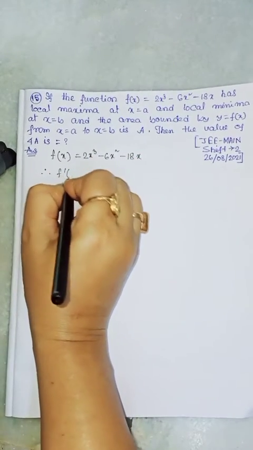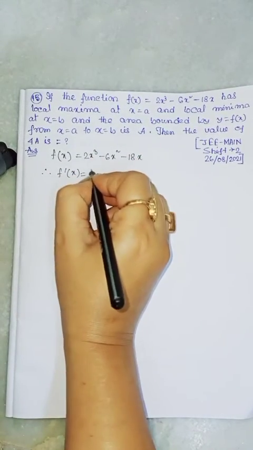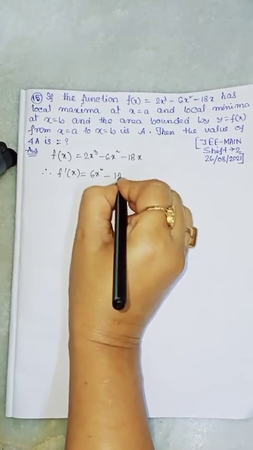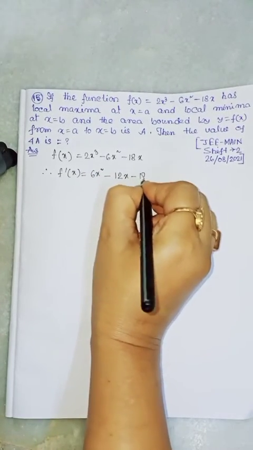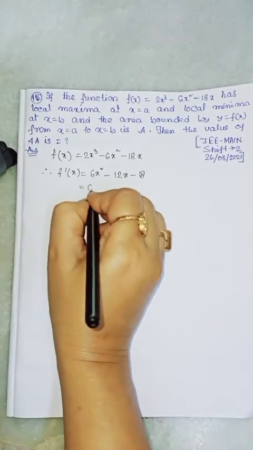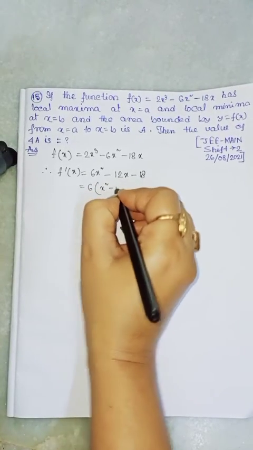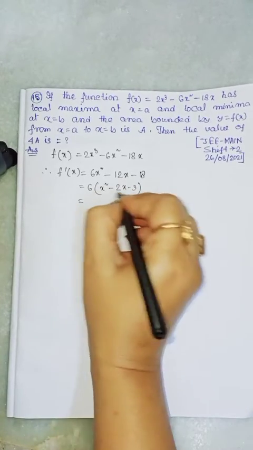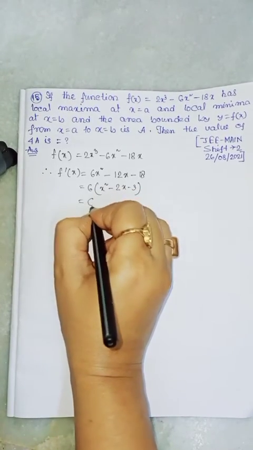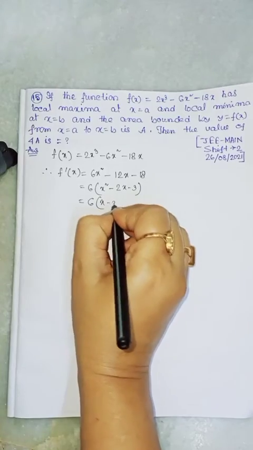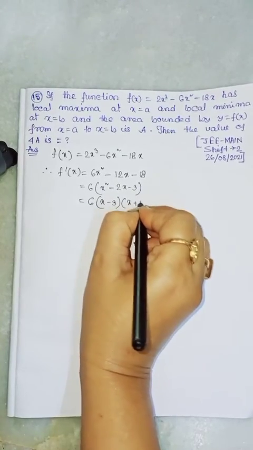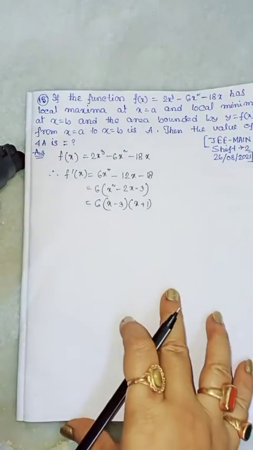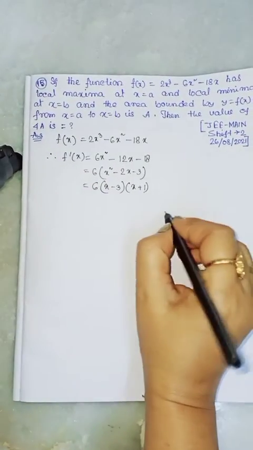Therefore f dash x is equal to 6x square minus 12x minus 18. Now 6 is common here, so that is 6 times (x square minus 2x minus 3). After middle term splitting the factors become x minus 3 and x plus 1. So the points are 3 and minus 1, where the maxima and minima are.